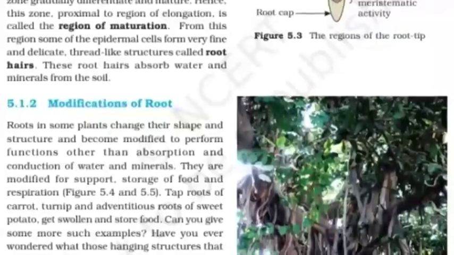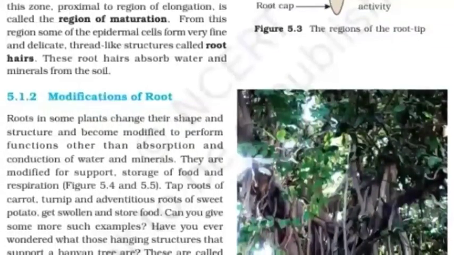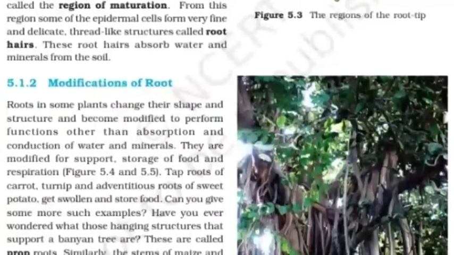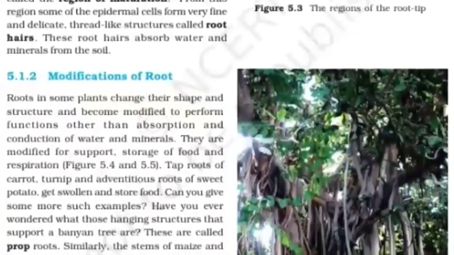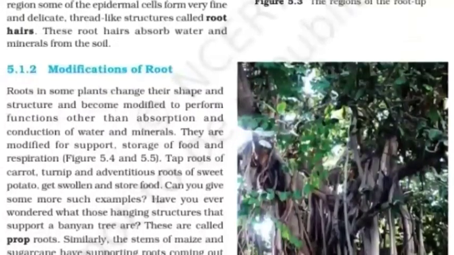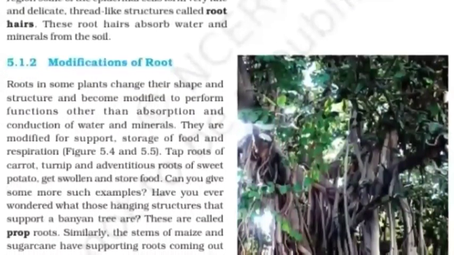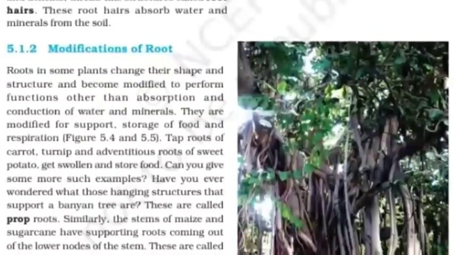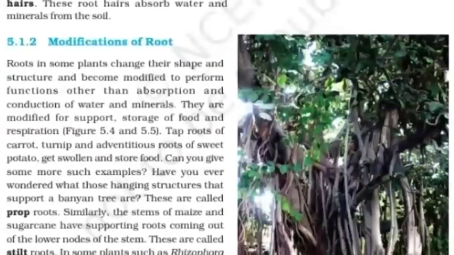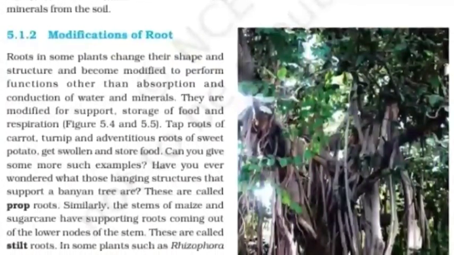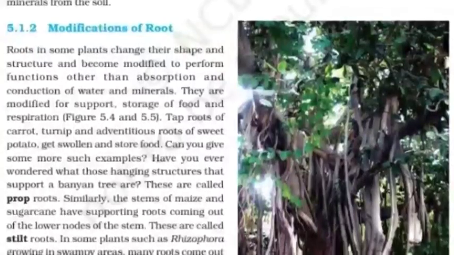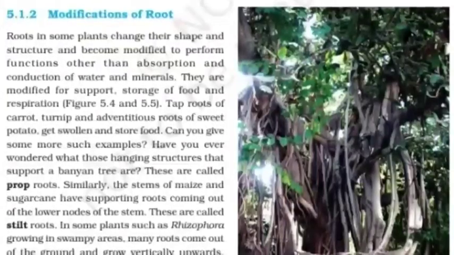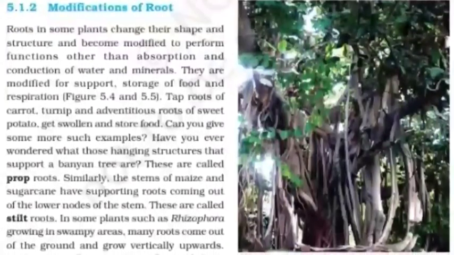Modification of roots. Roots in some plants change their shape and structure and become modified to perform functions other than absorption and conduction of water and minerals. They are modified for support, storage of food and respiration. Tap roots of carrot and turnip and adventitious roots of sweet potato get swollen and store food. Can you give some more such examples?